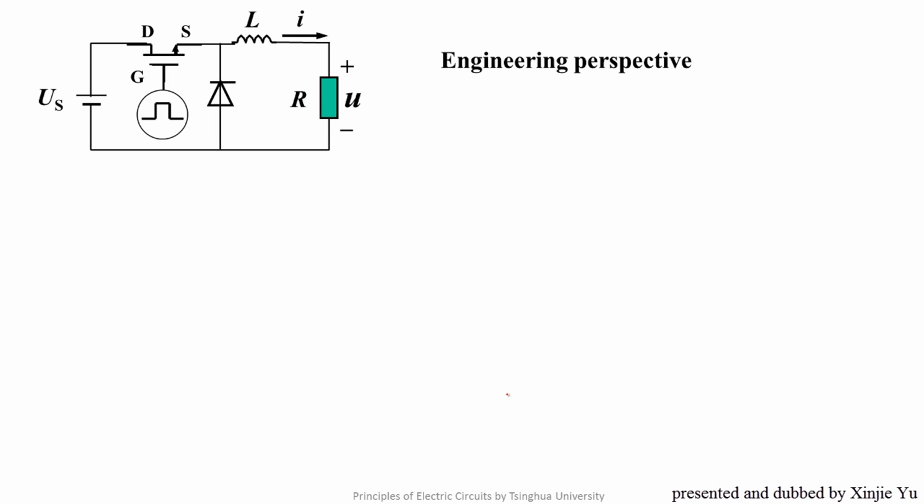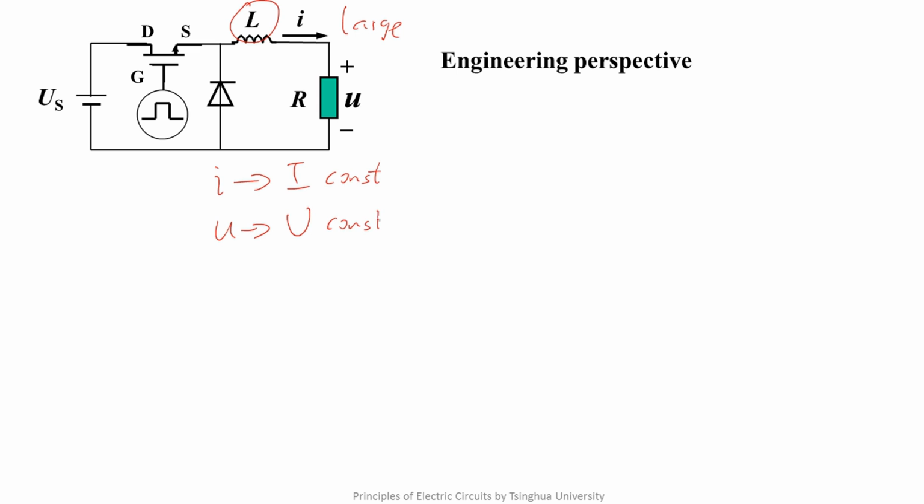You may think the previous analysis is too mathematical, so now we analyze a circuit from an engineering perspective. Suppose the inductance is large enough to make the current approximate a constant. So the voltage of the load is also a constant. Then we analyze the circuit in two time segments, MOSFETs on and off respectively.